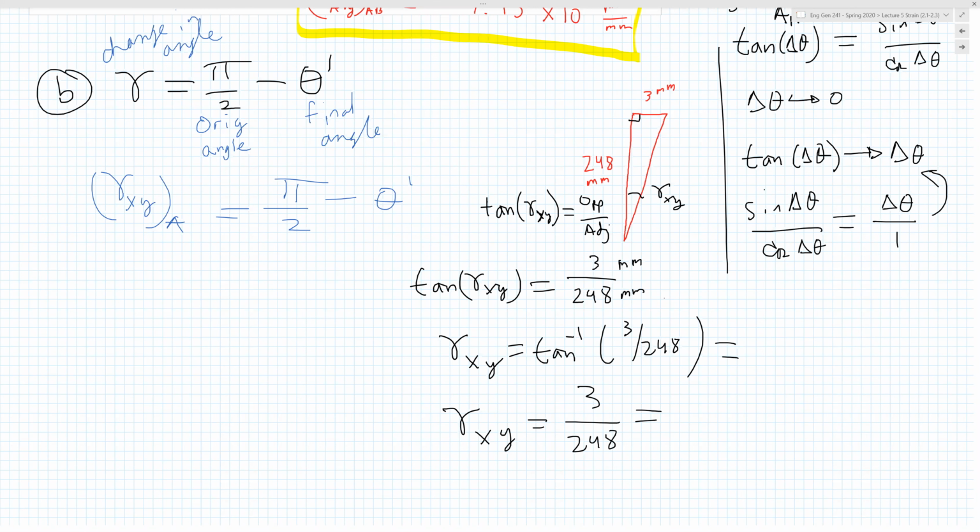Same thing, right? So as long as the angle is very, very small, right, approaches 0, it's exactly that. The bigger the angle, it's going to deviate a lot, okay? But 3 over 248 is a very small number, right? But what do you get? What is that value? 0.01209. 0.0 what? 0.012069.